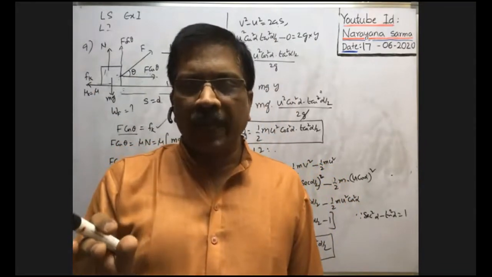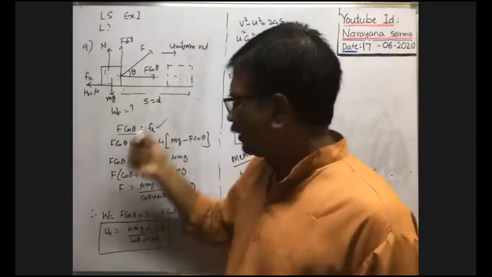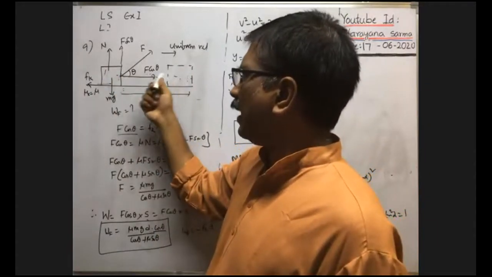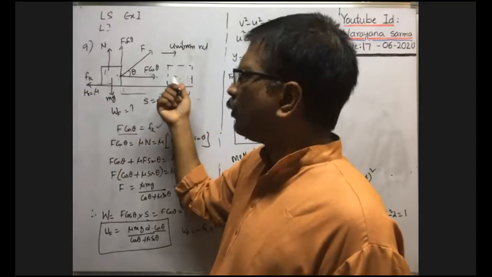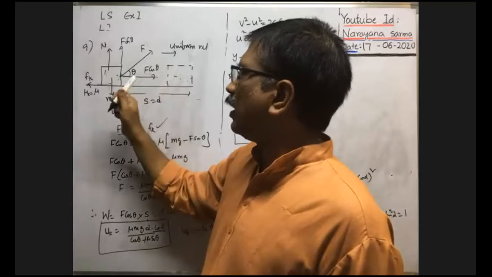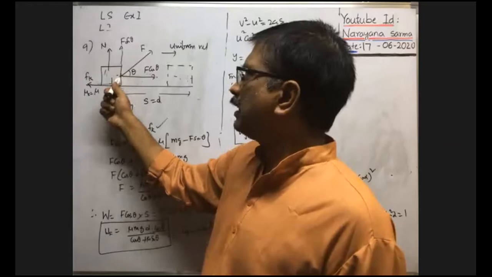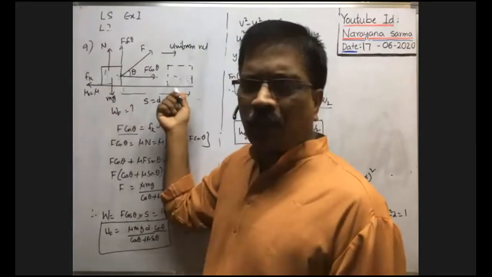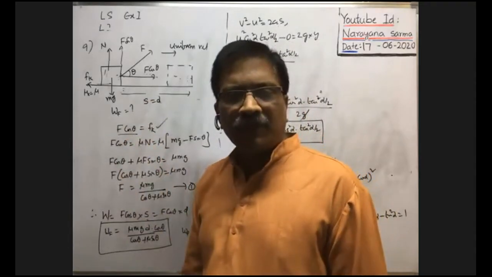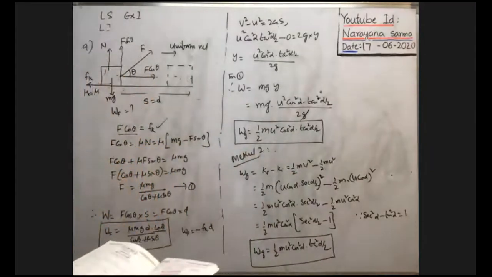Whenever the body travels with constant velocity, the acceleration is 0, which means the net force is 0. That's why I wrote the same, net force is 0. Along the horizontal direction on the block there are two forces, F cos theta in this direction and Fk in this direction. So what is the net force? F cos theta minus Fk is equal to 0, which means F cos theta is equal to Fk only. Okay, right. So this is the problem they asked.